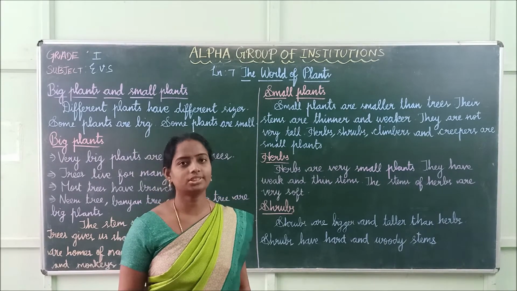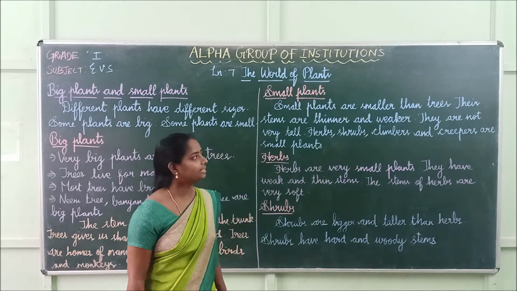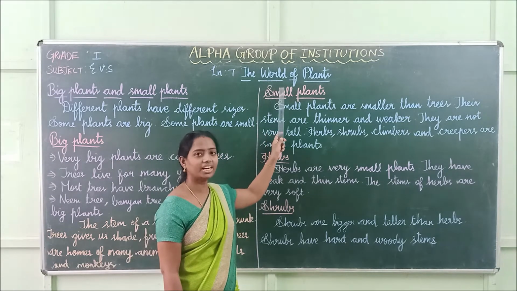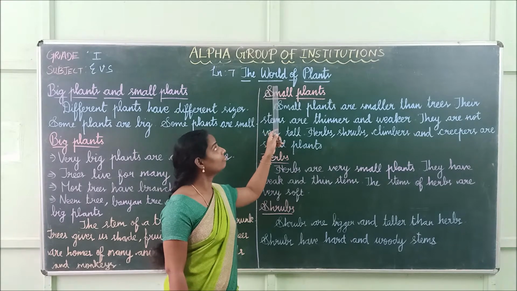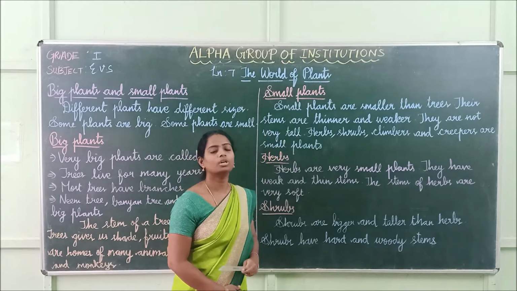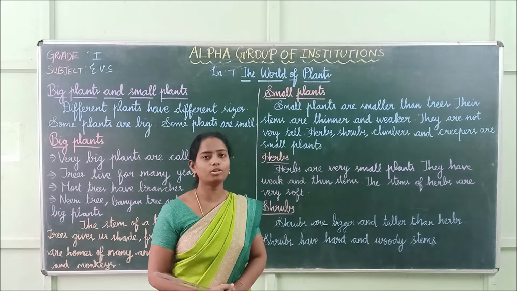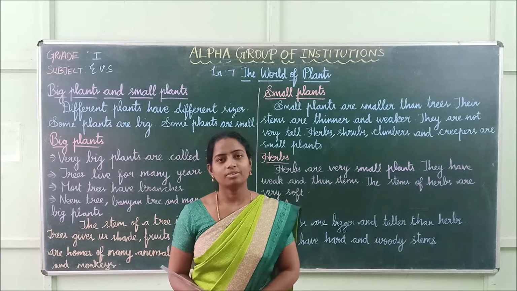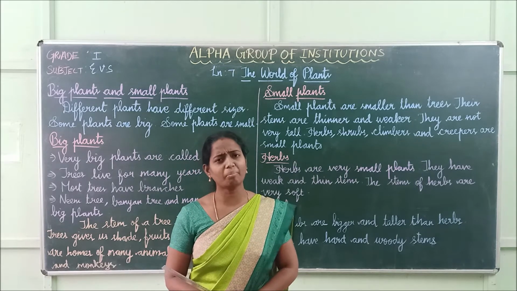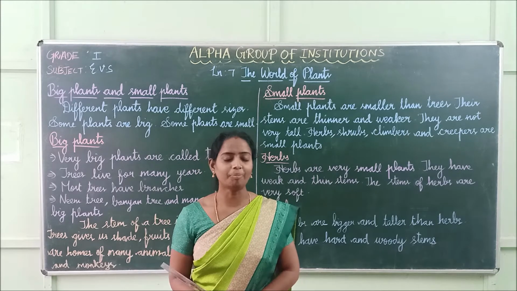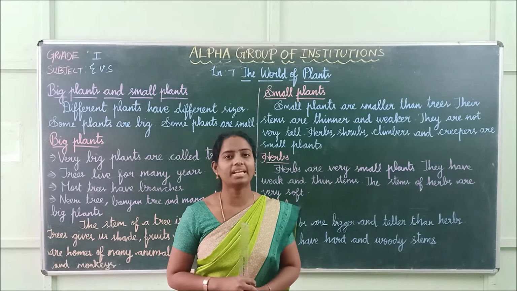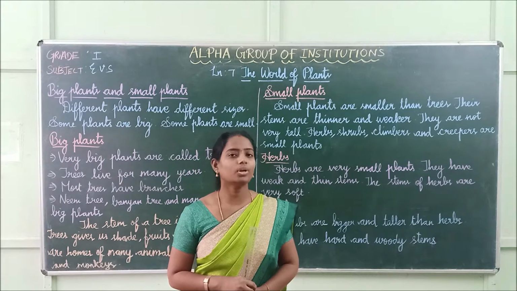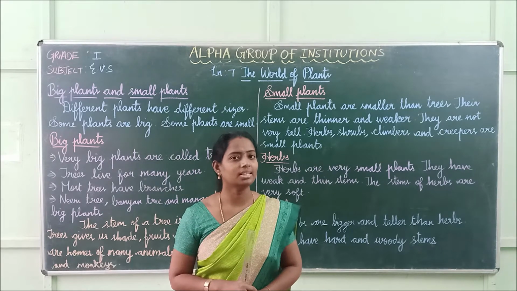Today we are going to start the new lesson, lesson number 7, the world of plants. What is it, children? The world of plants. Here we are going to discuss plants. We have many different kinds of plants in our world, isn't it? They are categorized into many different types. That only we are going to discuss in this chapter.